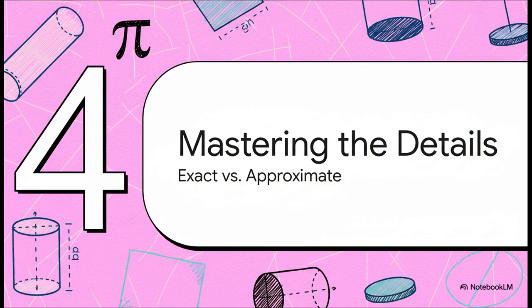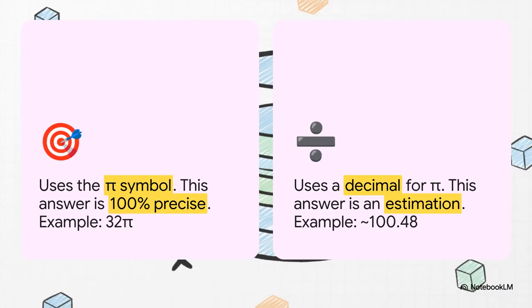But hang on, there's one last little detail we need to cover. And honestly, this is the thing that separates a good answer from a great one. It's all about how you write that final number. So here's the deal. You have 2 ways to give your answer. You can leave the pi symbol in there, like 32 pi. We call that the exact answer. It's 100% precise. Or you could multiply by 3.14 and get a long decimal, which is an approximate answer. It's just an estimation. Now, 9 times out of 10, your teacher or your test is going to want that exact answer. It's cleaner and more accurate.